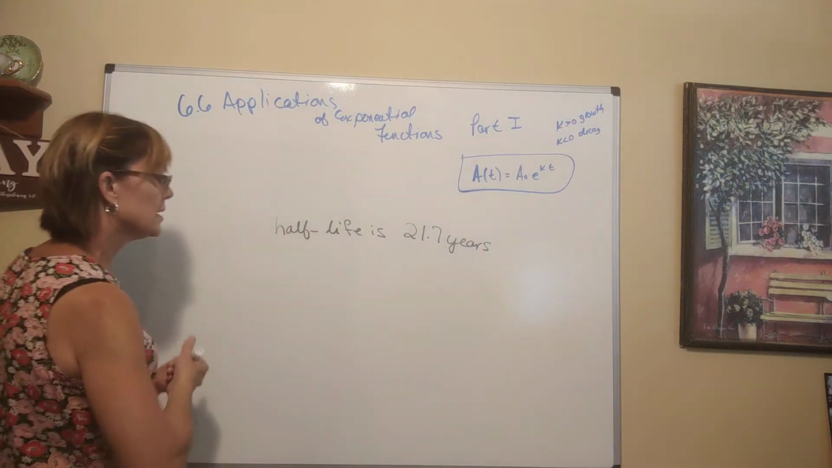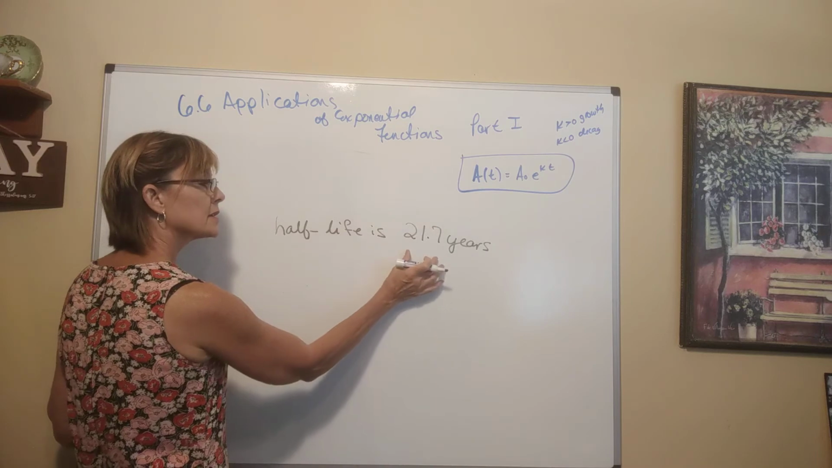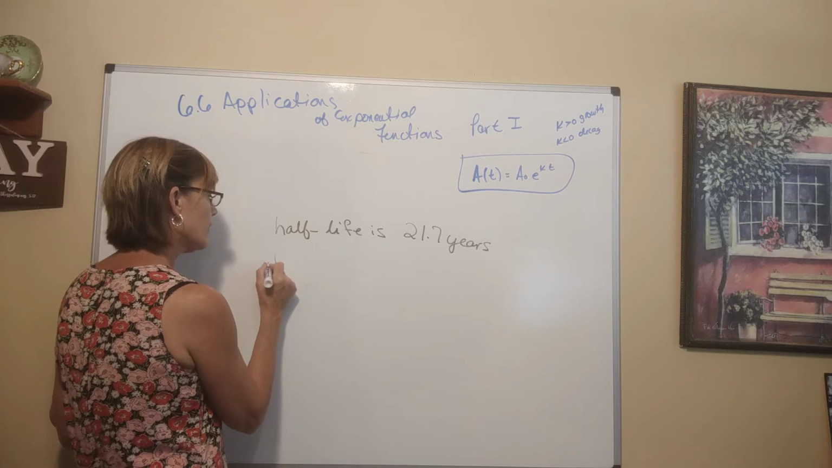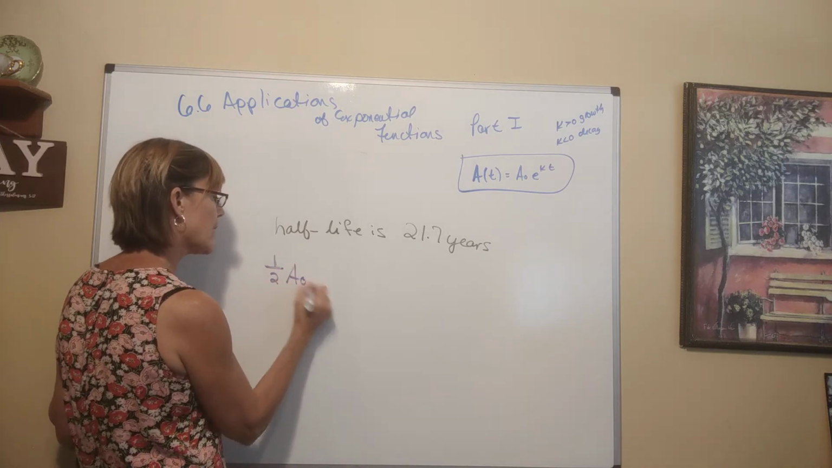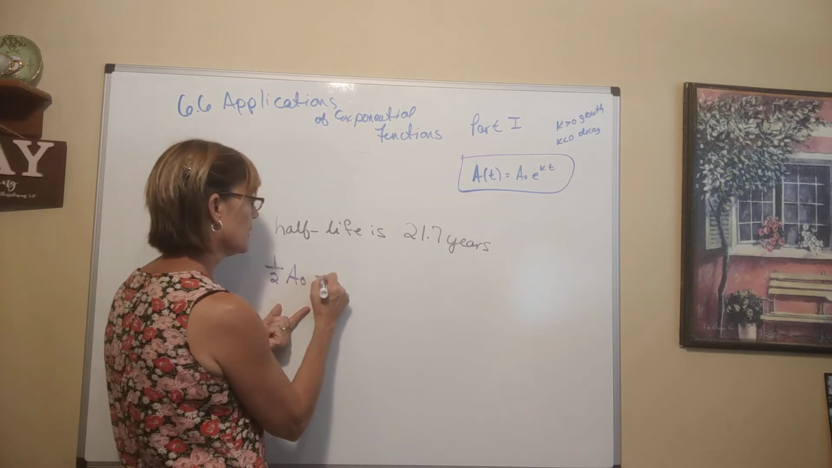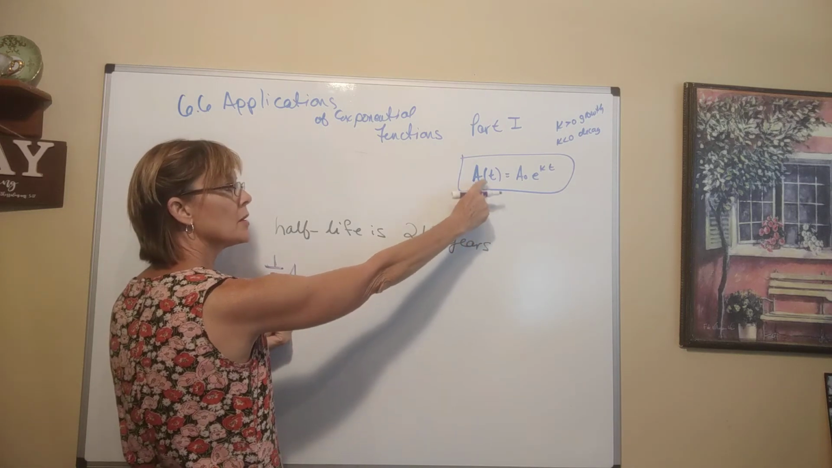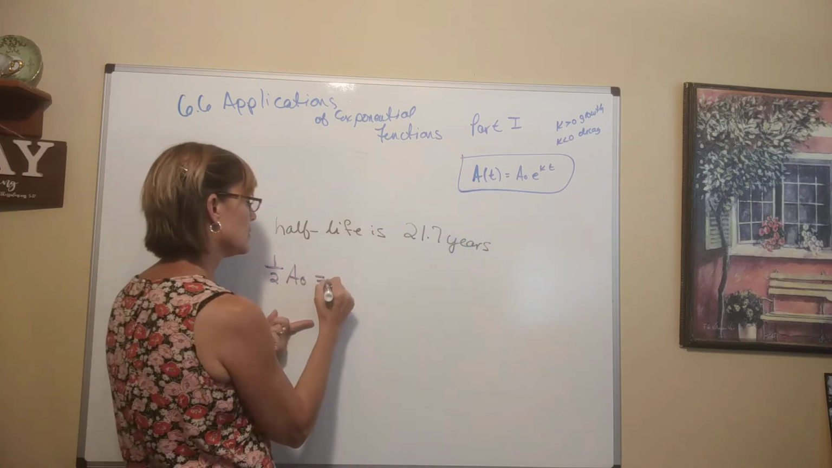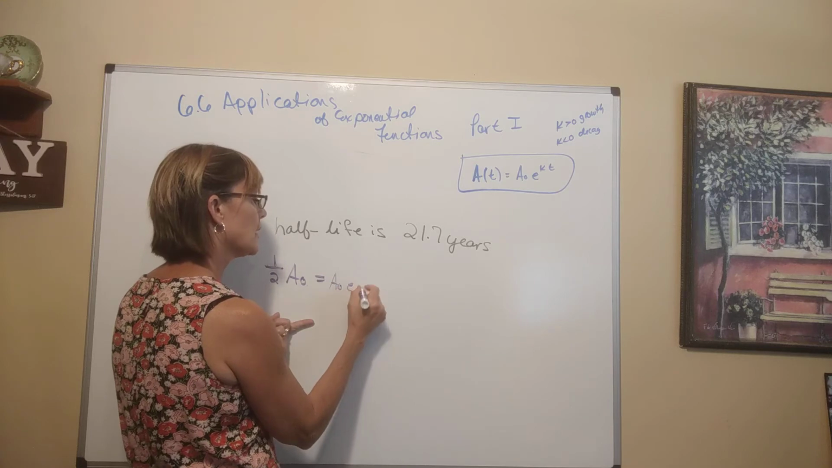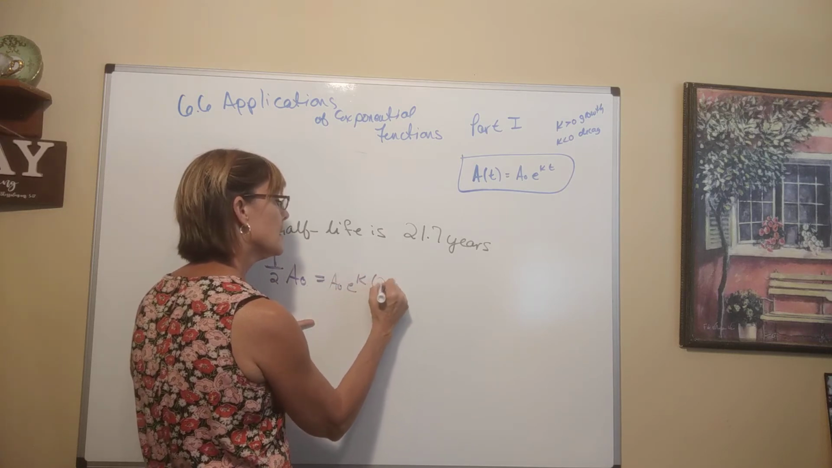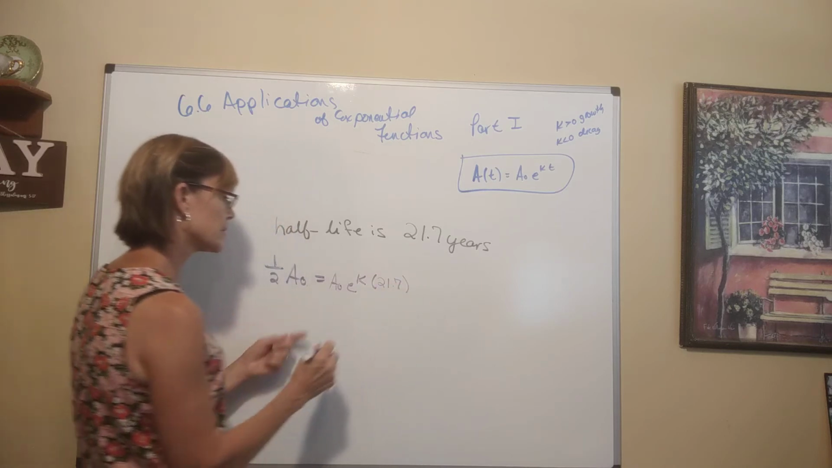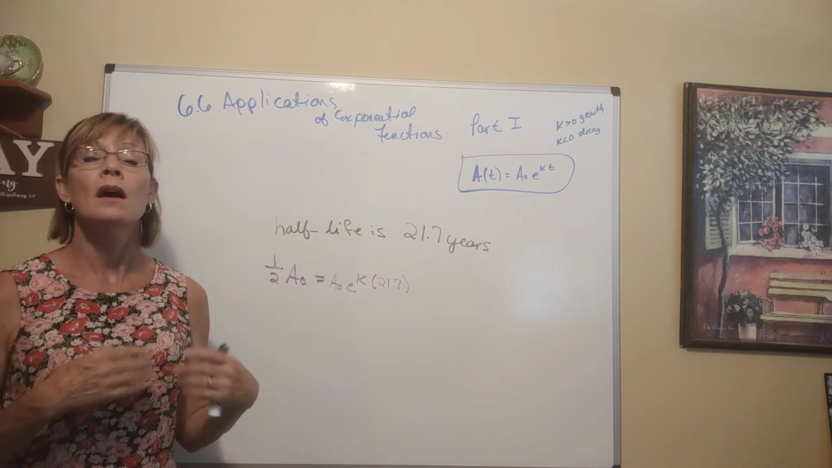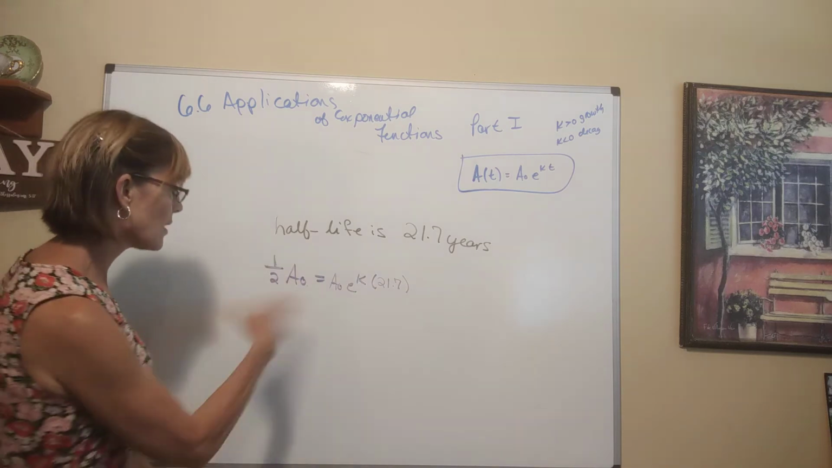So this is what I'll do. For this lead-210, it takes this long for it to decay to half of the original amount. 1/2 of the original amount is how much I have after this much time has passed. So I'm going to write this: 1/2 of the original is equal to the original A sub 0 times e to the k times t. I don't know k, but I do know the time, 21.7 years. I'm going to solve this equation for k this time, and that will be the decay rate of lead-210.